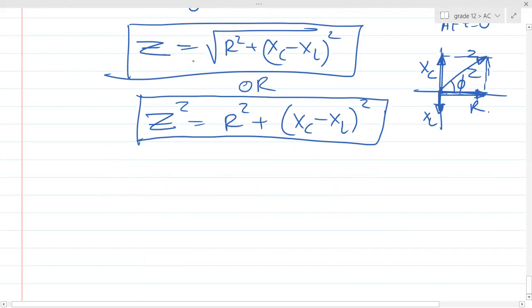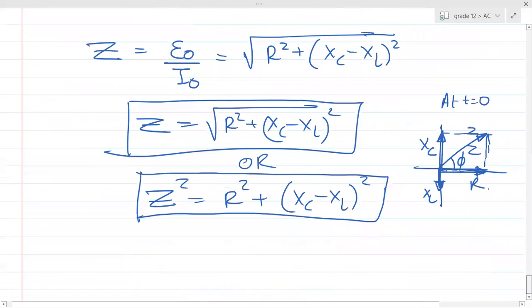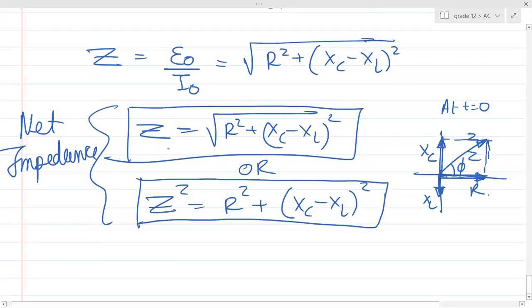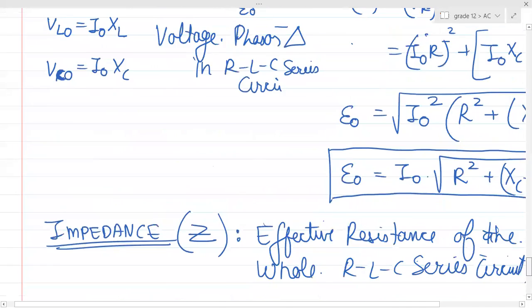For now, are these two formulas clear, guys? Yes, sir. Z, this is the formula for net impedance of the circuit. Very important, because all of the problems on AC will be solved with the help of this formula and one more formula which I'm giving.